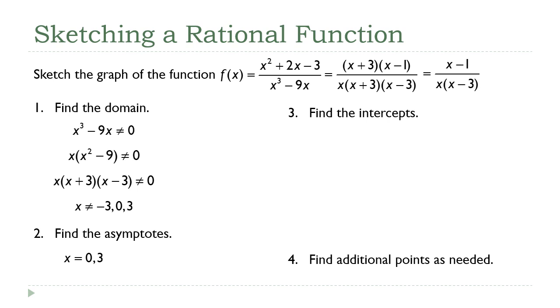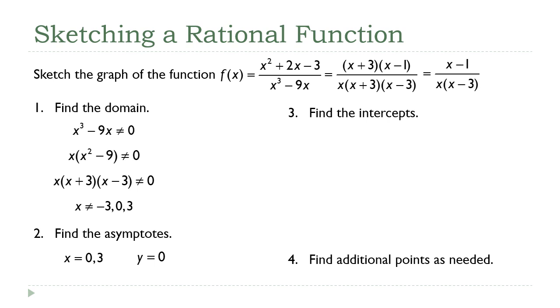Okay, so how about horizontal asymptotes? Well, now you can look at the simplified version. You can look at the original version. Doesn't matter for this part. You're going to get the same answer either way. The degree of the numerator in the original expression is 2, and the degree of the denominator is 3. The denominator is the greater of the two, so this is going to have a horizontal asymptote at y equals 0.